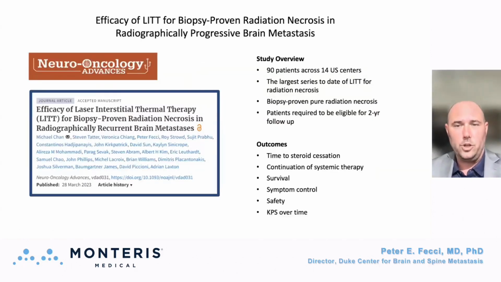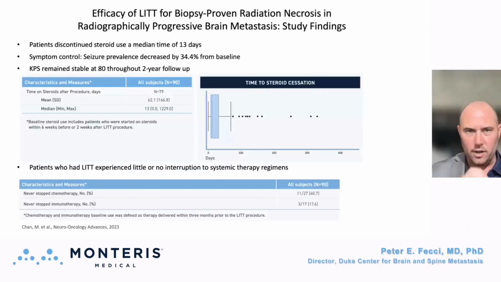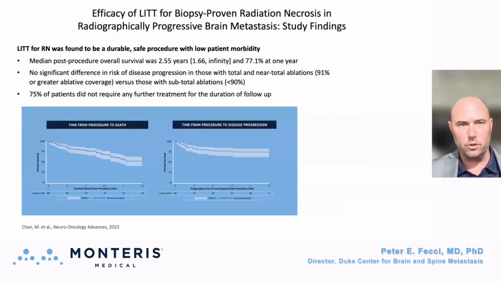And this is another paper that's actually a larger series, also across multiple institutions, which we, of course, contributed to as well. One of the largest series looking at LITT for radiation necrosis, finding very comparable results, which is that patients get off steroids quite quickly following LITT, and then are also able to get back on their systemic therapies and have favorable outcomes with regards to symptom control, steroids, safety, and KPS over time. These are some of those data. And you can see that things like seizure prevalence are decreased. Patients get off steroids, in this case, at a median of about 13 days, and also had little to no interruption in their systemic therapy regimen. So a couple of papers out there really pointing to LITT being a very effective, safe, and useful procedure for radiation necrosis.